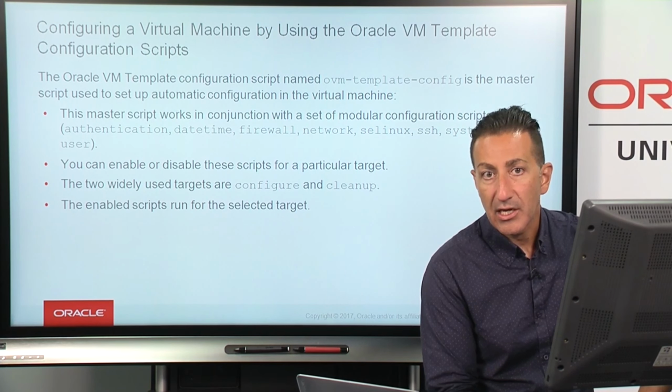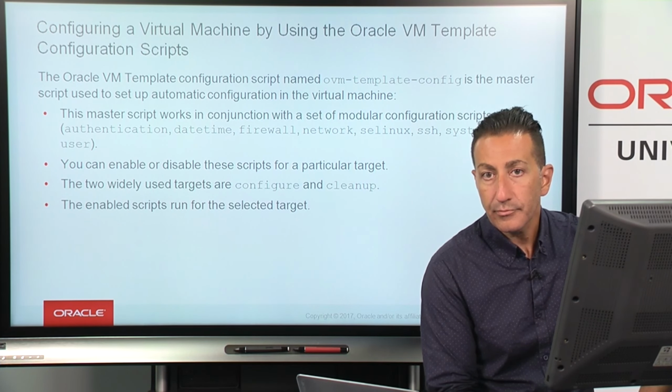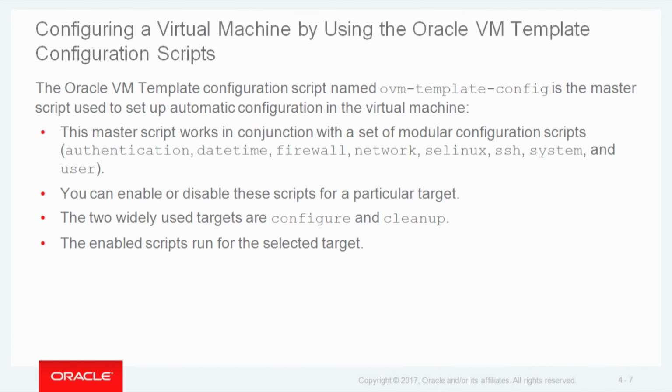So you see we have authentication for setting up the root password, datetime to change the date and time of the host, the clock of the host, firewall to enable or disable the firewall, network to set up a static or DHCP protocol to assign an IP address to the host, SELinux to enable, enforce or disable this security addition, SSH to enable or disable the SSH daemon to let you connect remotely with the SSH protocol, system to change the host name, for example, and user, in this case, to provide a password for the root user or create additional users.